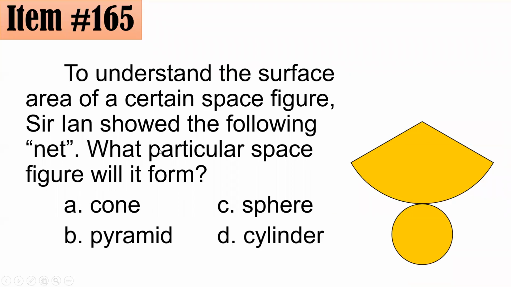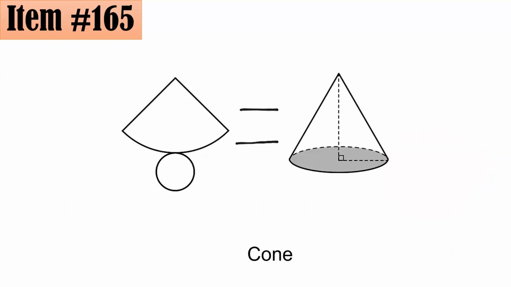All right. 165. To understand the surface area of a certain space figure, Sir Ian showed the following net. What particular space figure will it form? Is it cone, pyramid, sphere, or cylinder? Okay. So many would say cone, no? When we speak about net po, it's a two-dimensional figure, no? Na kapag na-fold natin o in-arrange natin in a certain way, pwede po siyang makakreate ng isang three-dimensional or space figure. And if you answered cone, you are actually correct in saying that.